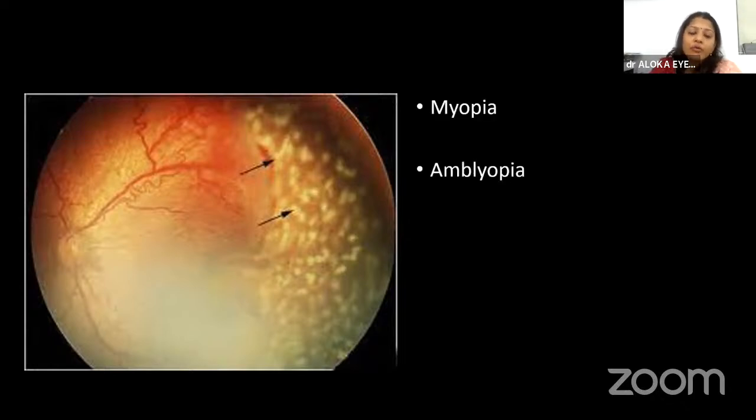What can happen, of course, laser does not go without complications. It can lead to myopia. We see very high myopes, like -10, -12 myopia, in these premature lasered ROP babies. They might have asymmetry between two eyes. One eye would have lesser ROP, not requiring laser. One eye would have required laser. And this asymmetry can cause lazy eye or amblyopia also.